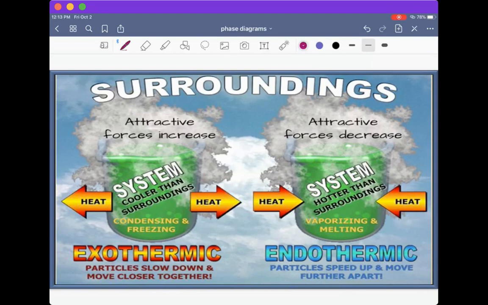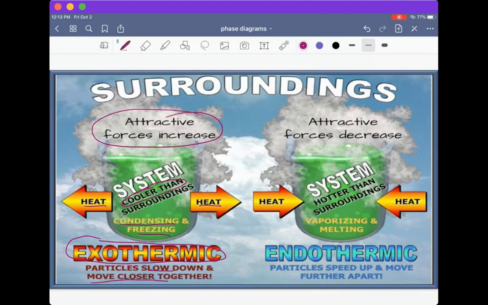So what do you need to get out of this? Because you're going to be drawing this. If your system is cooler on the inside than the outside, this is going to be either condensation, if you're going from a gas to a liquid, or a liquid to a solid, which is freezing. In those two phase changes, it's going to release heat, so heat's going to go out. There's your heat being released, which we call exothermic, and that just means the particles are slowing down and moving closer together. When this happens, your attractive forces are going to increase.